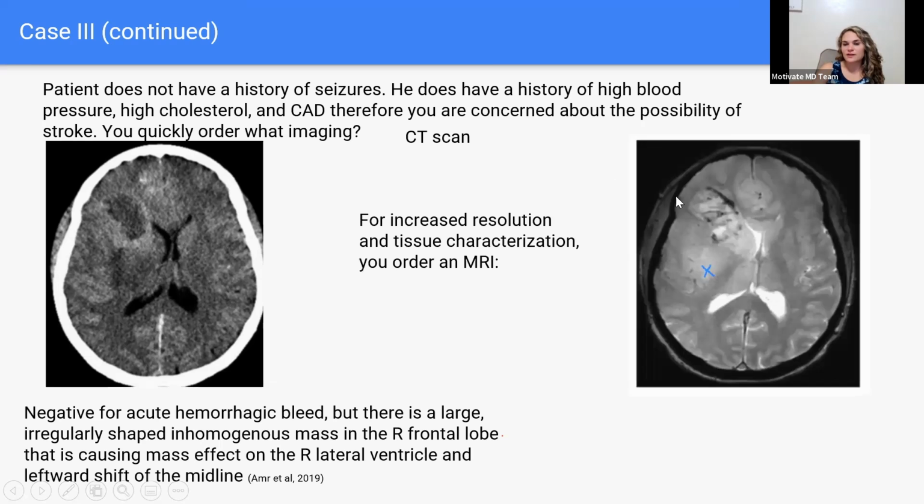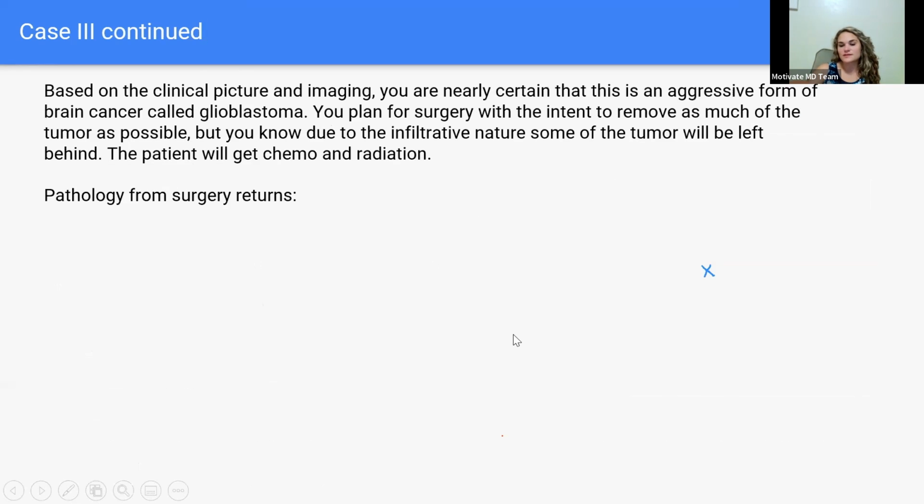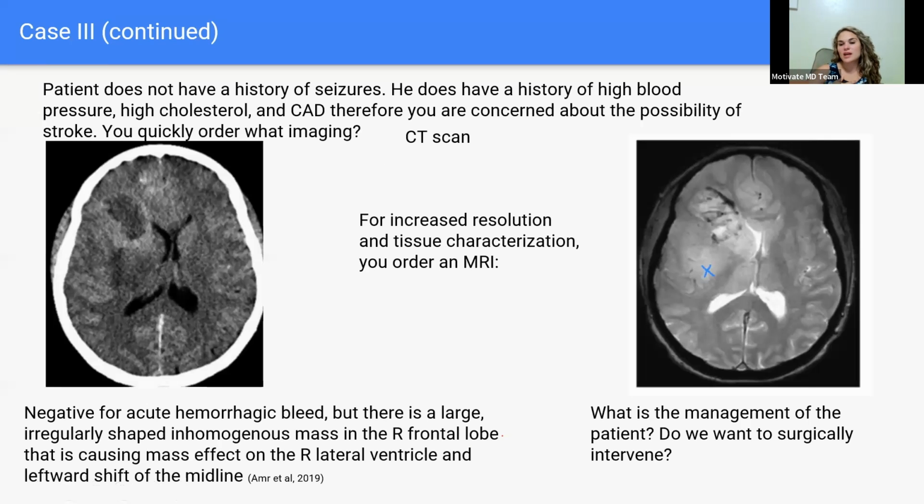And then this is just a different, I don't know the different MRI types, I'd have to review those, but this is just the same MRI in a different imaging view, like T1 versus T2, those sort of things. But anyway, you can still see how this is inhomogeneous, like I said, and it's pushing on the ventricles there. So what is the management of the patient? Do we want to surgically intervene? What do you guys think?